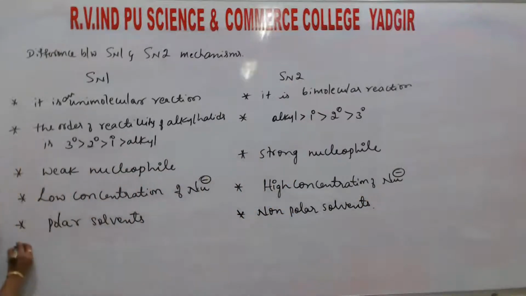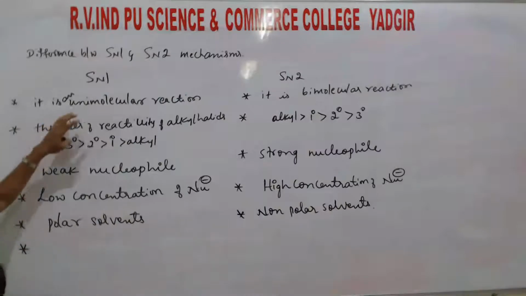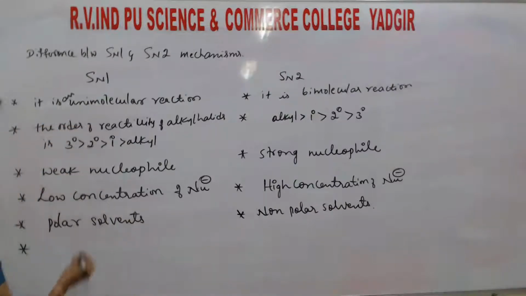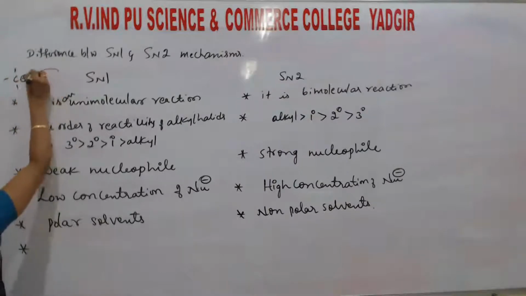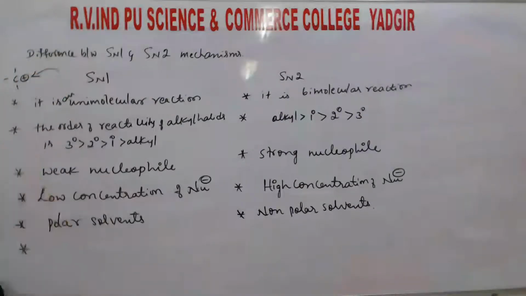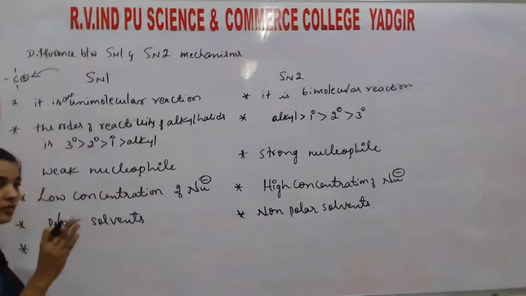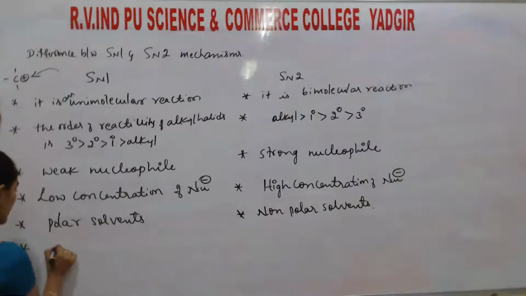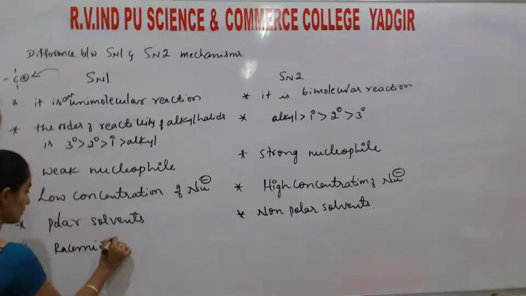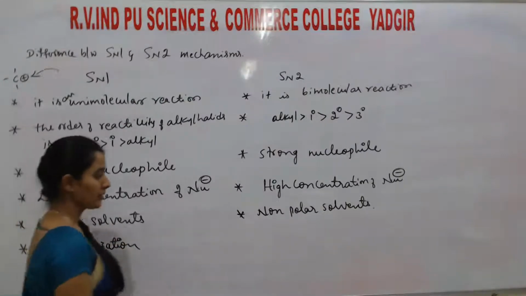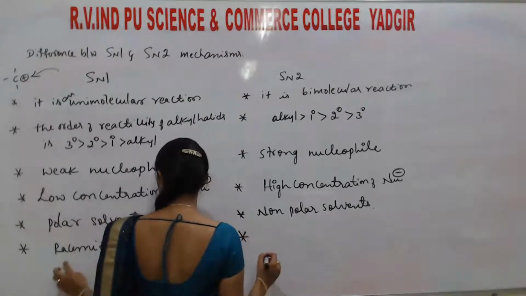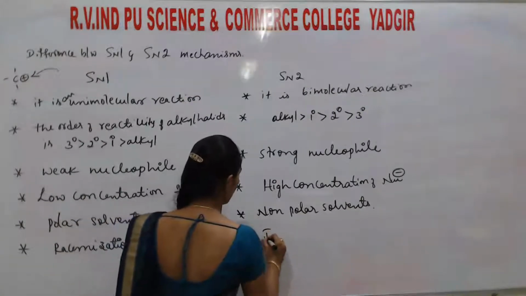Okay, last one is, if you do the SN1 mechanism, this is the carbocation, and the nucleophile is attached on the same side. That means whatever the reactant structure is, the same structure of product is also formed. That means it forms racemization or retention. It forms racemization, and this shows inversion.